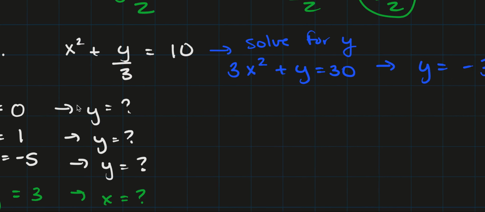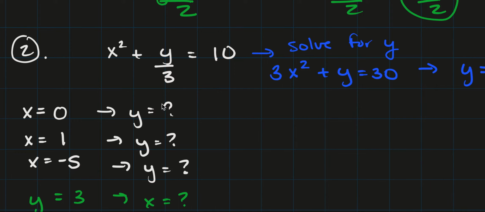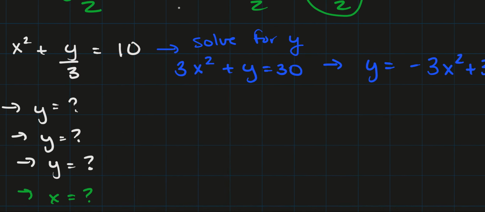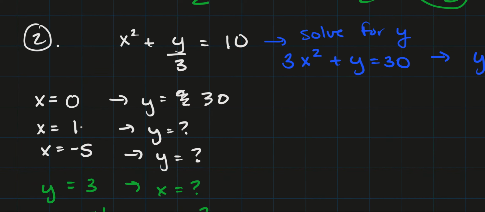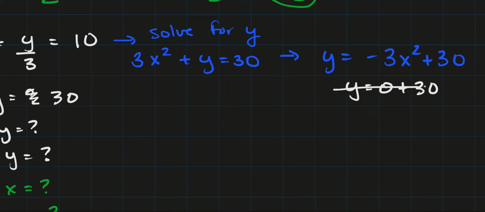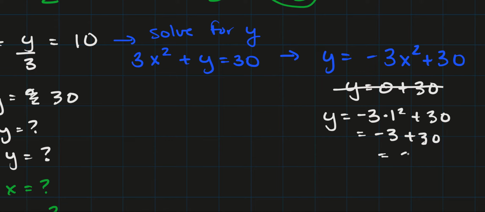And so all I have to do now is just plug in 0, 1, and -5 to find these y's. So if I plug in 0, I get y is equal to, well, this is 0 plus 30, so I just get 30. The next one is 1. So if I plug in 1, I get y is equal to -3 times 1 squared plus 30. So this is just -3 plus 30, which is 27.